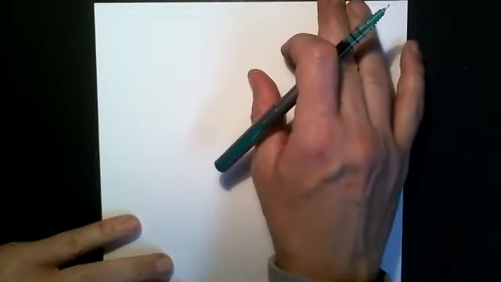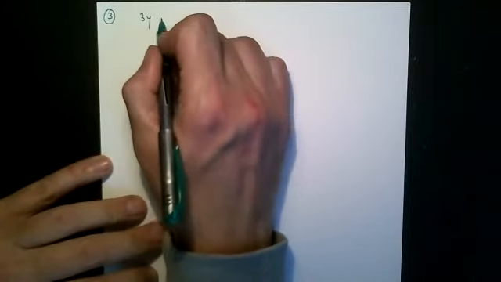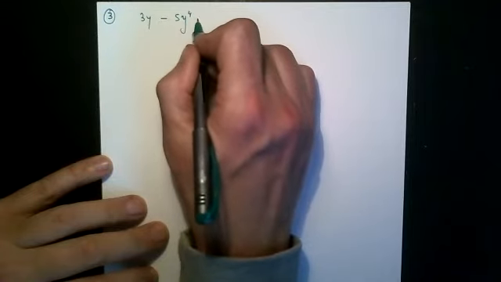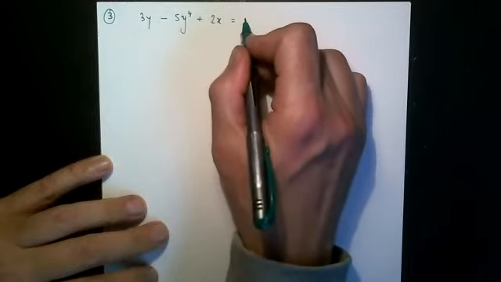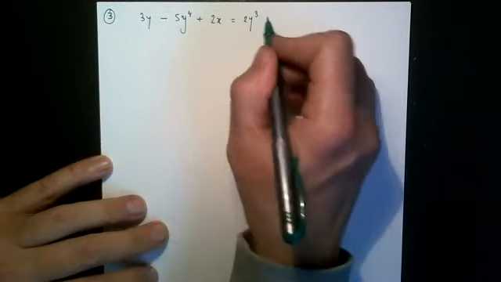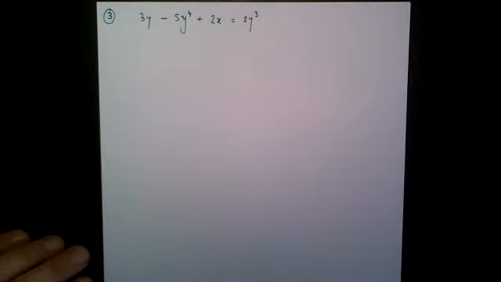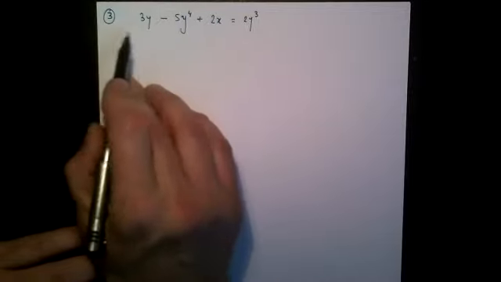Let's do number 3. We're going to do a few until we get the hang of this. So let's say 3y minus 5y^4 plus 2x is equal to 2y^3.